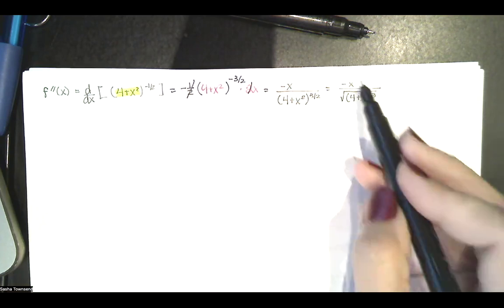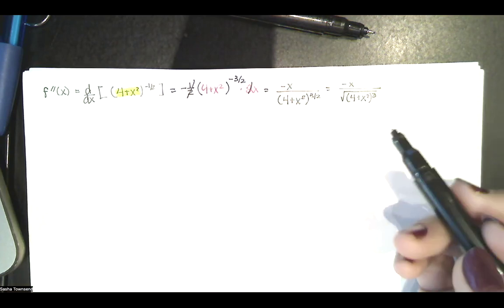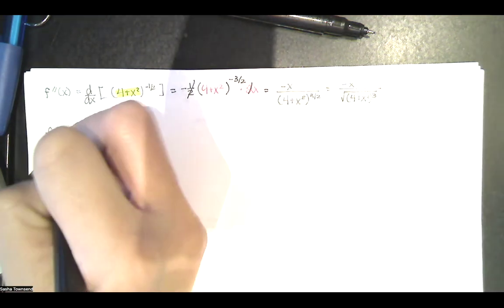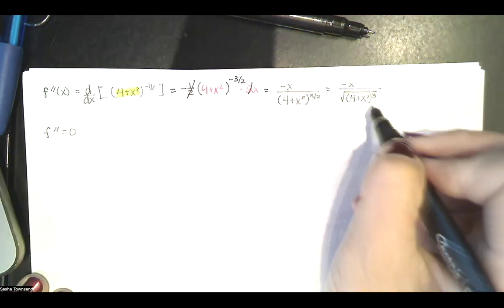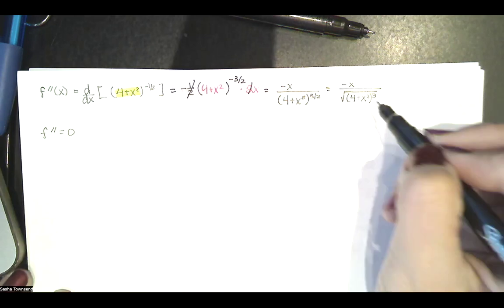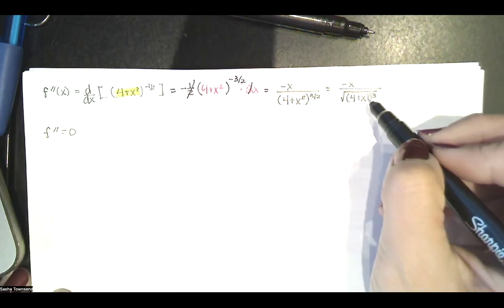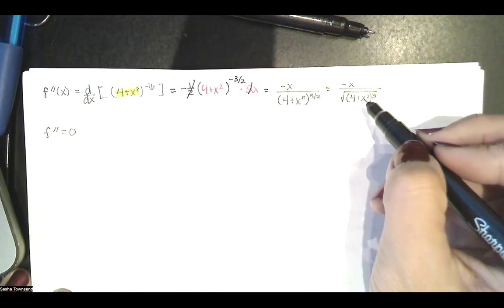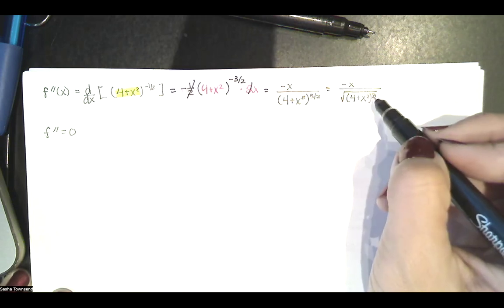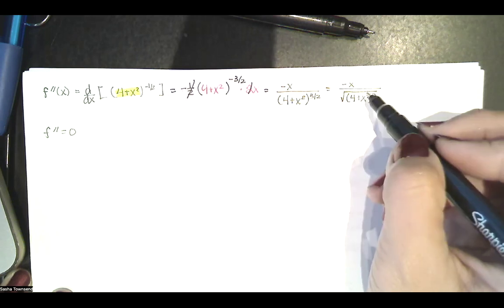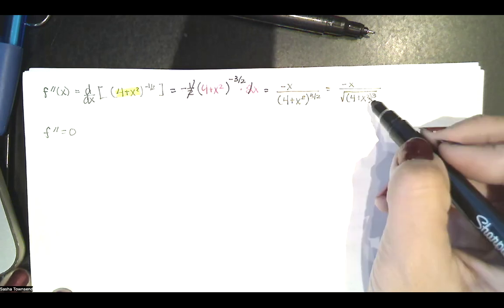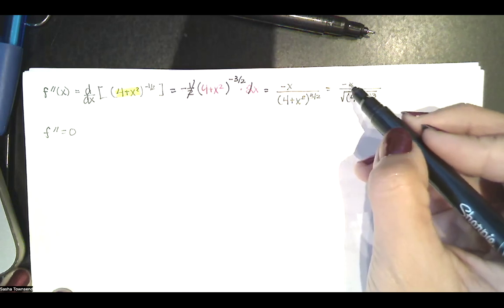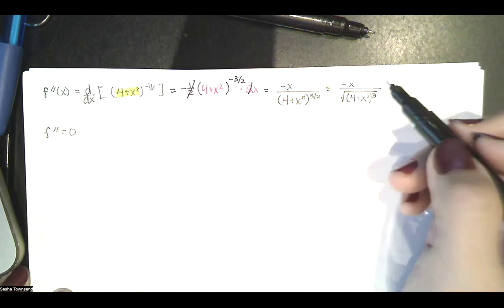Okay, so f double prime is negative x divided by that. And f double prime is 0 when the numerator is 0 and the denominator is non-zero. Now the denominator is always positive because x squared is always non-negative. You add 4 to it, then it's greater than or equal to 4. Then you cube it, so it's greater than or equal to 64. And then you take the square root. Anyway, it's positive. So the numerator is 0 when x equals 0.